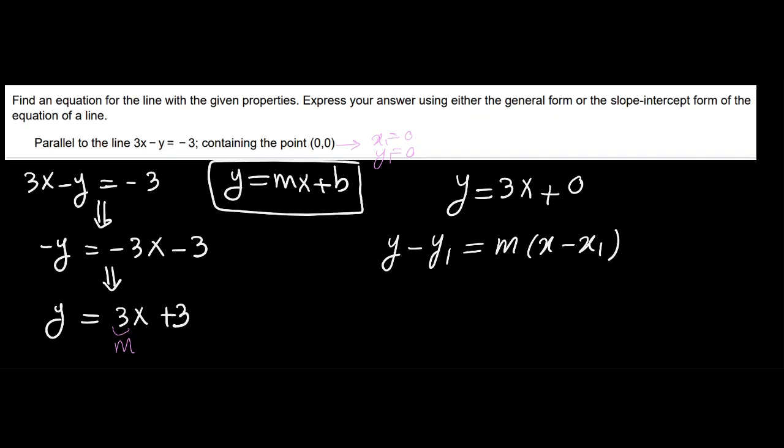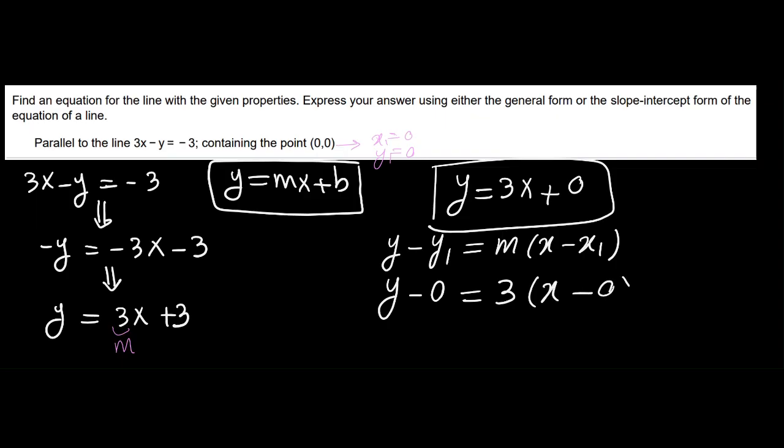So it doesn't matter whether I put it in this format, slope-intercept or point-slope. Let's put it in the point-slope. y1 is 0, m is 3, and x1 also is 0. If you simplify, y is 3x.